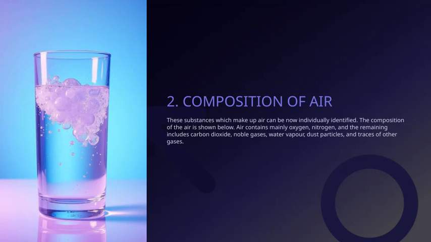Let's take a closer look at the composition of air. The substances that make up air can now be identified individually, which helps us understand what we're actually breathing in. As you can see, air mainly consists of oxygen and nitrogen. These two gases make up the majority of our atmosphere.